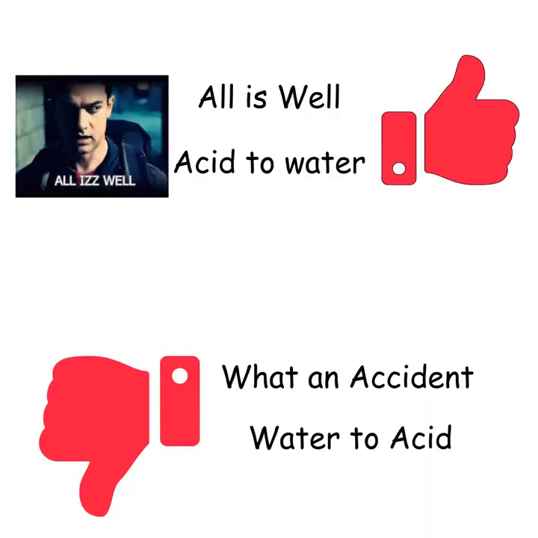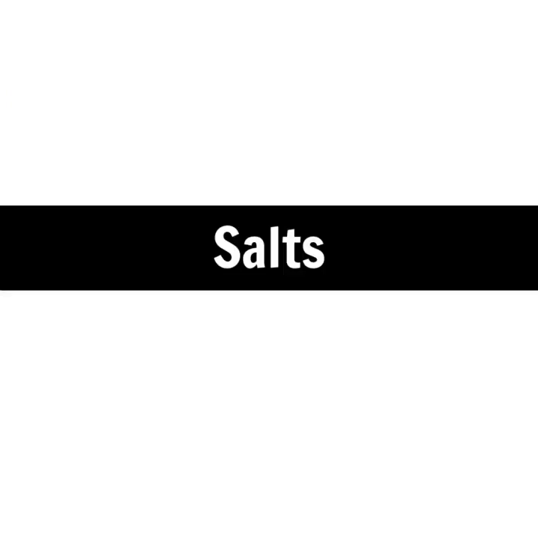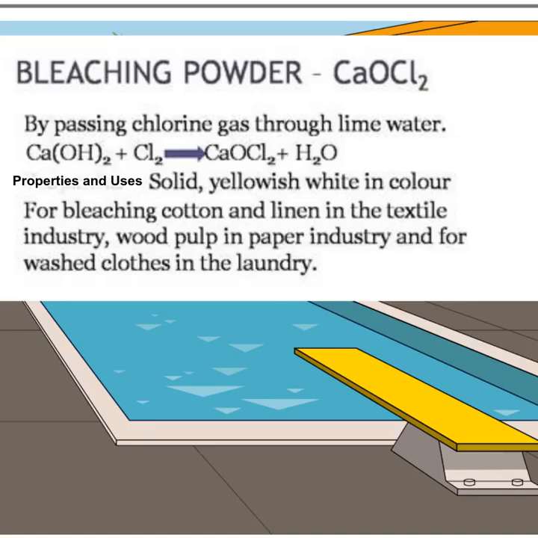Salts. Bleaching powder, calcium oxychloride. Prepared by passing chlorine gas through lime water. Used for bleaching cotton and linen in the textile industry, in the wood pulp and paper industry, and for washed clothes in the laundry.